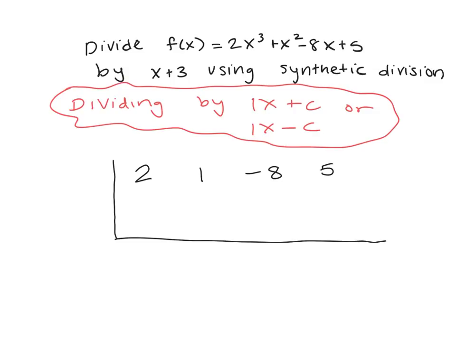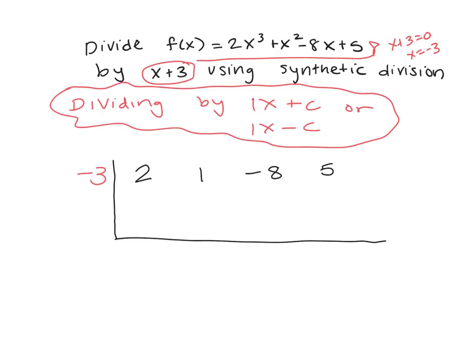And then I'm going to ask myself what I'm dividing by. And I'm dividing by x plus 3. And so the tricky thing here is that we are not going to write out the coefficients of what we're dividing by, but instead we're going to take x plus 3 and write out what we get when we set that equal to 0. So we get x equals -3, so that's the number that I'm going to put on the other side of our division bar. So it's very important that we put that in as the opposite of that constant term.